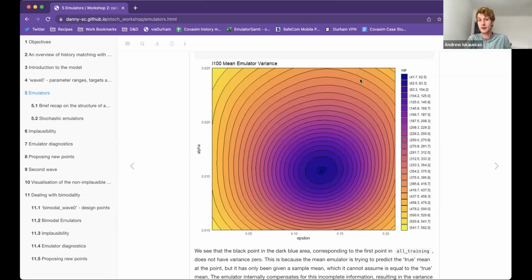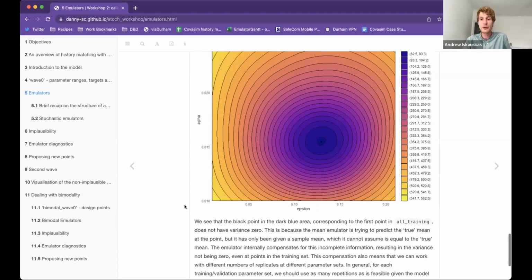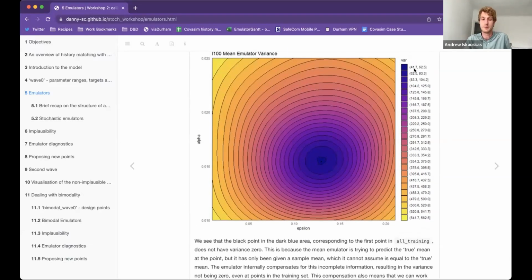So what we will see a lot of the time with these is that even at training points, we're never going to get down to zero uncertainty. We're never going to get to zero variance, simply because unless we see the true mean, which we're not going to be able to see unless we do infinitely many runs of the model, we can't have perfect information, and therefore we're not going to get this shrinking down to zero. So this is an important point to highlight. It's not a bug of the package. It is actually representing a very crucial underlying mathematical concept.